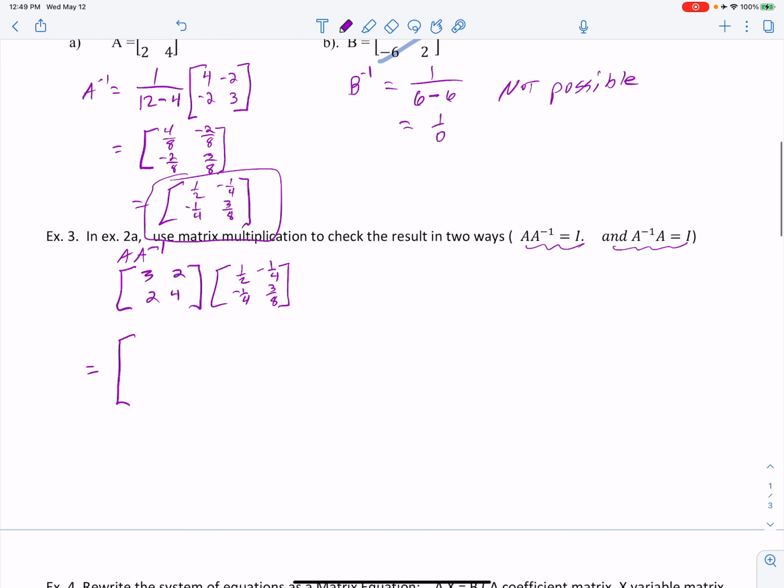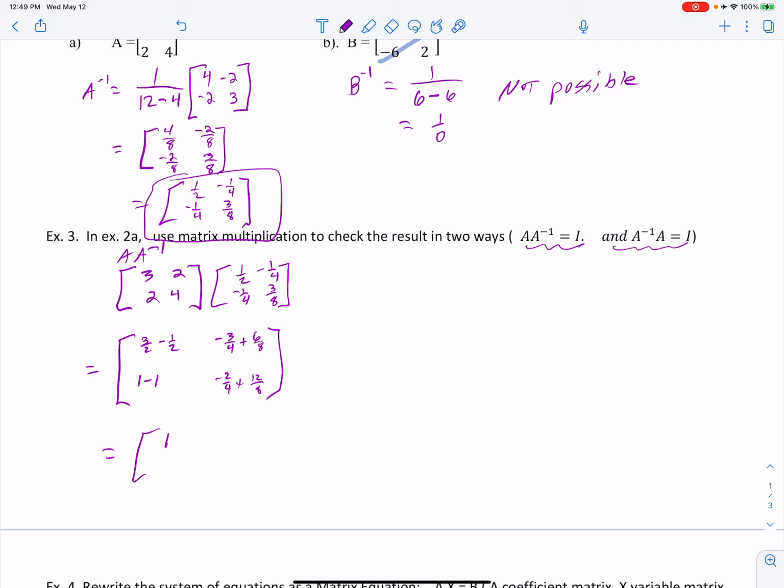So I have 3 times 1/2 plus 2 times a -1/4, which is going to be a -1/2. And then I have a -3/4 plus 6/8. Then I have 1 minus 1. And I have a -2/4 plus 12/8. And when I simplify that, I get a 1.